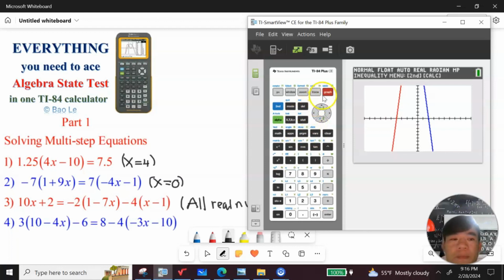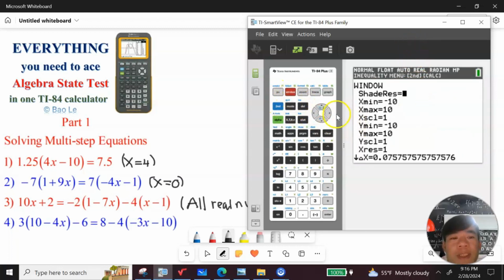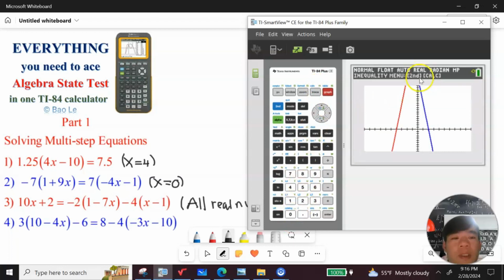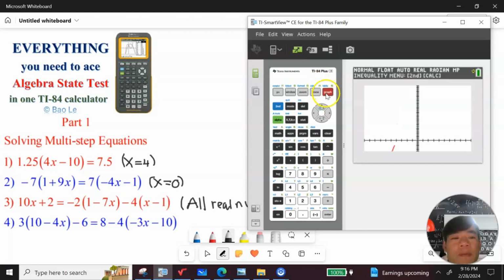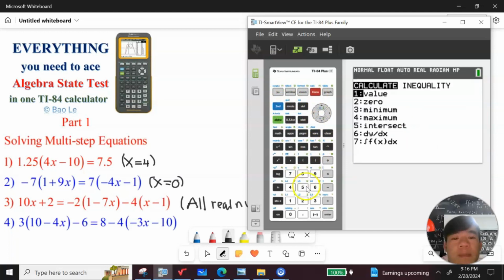All right, and then look, two lines intersect at a point above right here. So I need to adjust the window to see that point. That is Y maximum, right? Maximum I need to put like 20, to see what happens. Oh, it's still up there, so I need to extend a little bit more. So for Y maximum right here, I put 50 to see what happens. Oh, it's right here. Now I need to hit second trace, number 5.